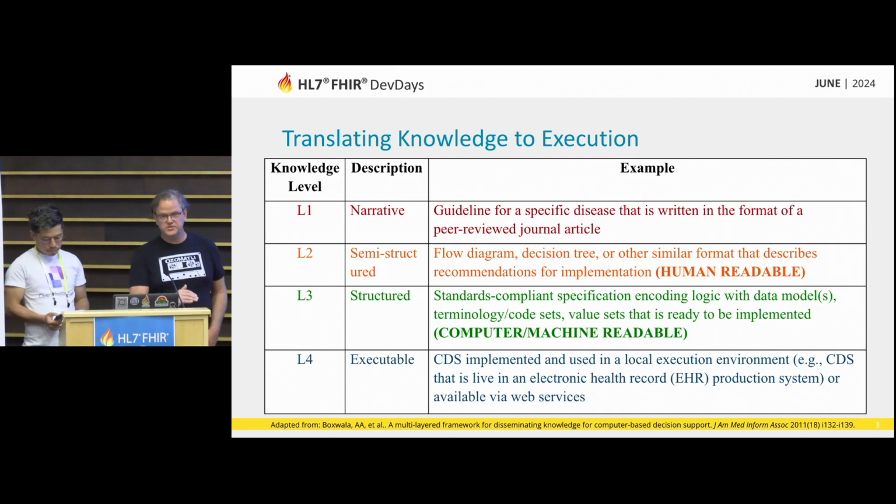Then level 2 is semi-structured, so you're starting to get into things like flow diagrams. This is for human readable communication, but it's still probably not actually computable. And so L3 is where we get to actual structured, machine readable representation. But importantly, L3 is still platform independent. So we have a representation that's computable, but it's not tied to any particular implementation. Whereas L4 is where you're talking about knowledge that's actually implemented and running in a system.